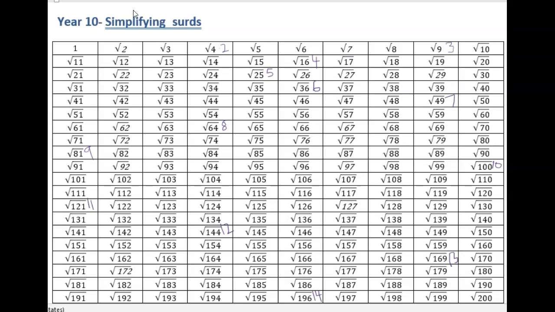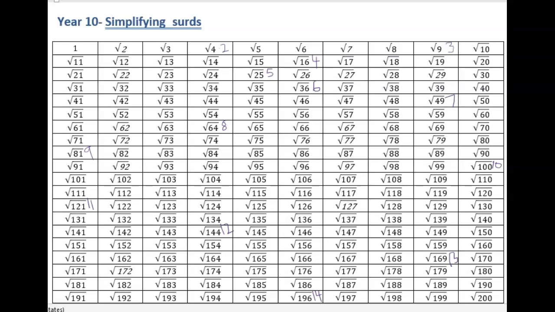So you can see your higher numbers. You probably know up to 12 squared is 144. 13 squared is 169, so we've got 13 there. And then 14 squared is 196, so I've got 14 written there. This colour is probably not the best one because you can't really see it too well.